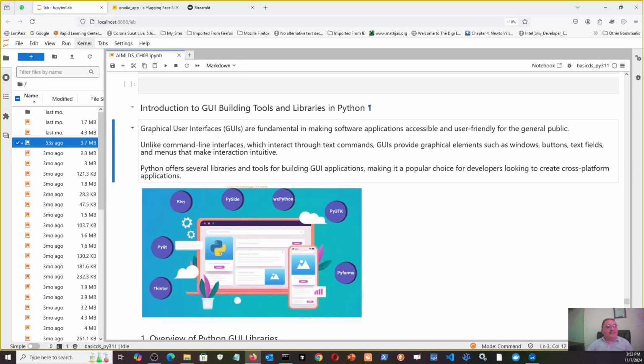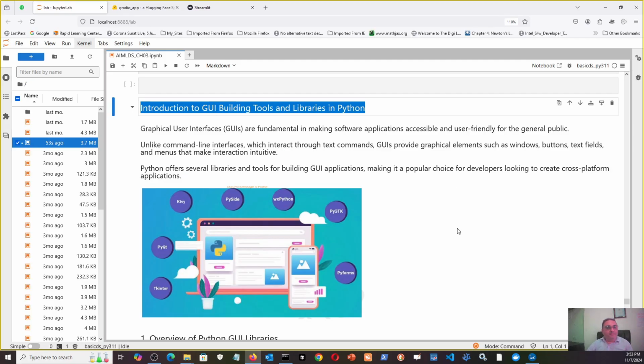Welcome to a slightly off-track topic, that is this introduction to GUI building tools, graphical user interface building tools and libraries in Python. Now, why this topic here? As such, as a data scientist, ideally you should not be required to develop a graphical user interface. For that, there must be some other developer who is an expert in HTML, CSS, then various Python frameworks like Flask, Django, then maybe Gradio, Streamlit.